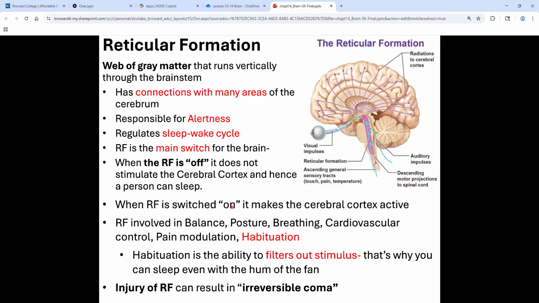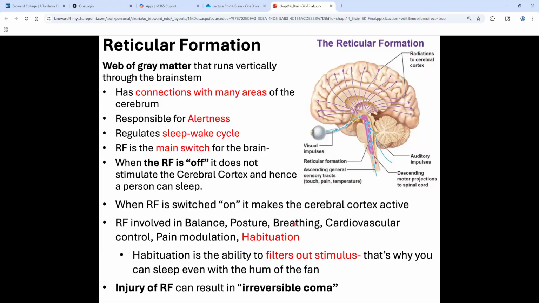And that's when you wake up. So that's a main function of the reticular formation. Also, the reticular formation is involved in a lot of things like balance, posture, breathing, cardiovascular control, pain modulation. That's another thing. Different people have different thresholds for pain. Some people can tolerate a high amount of pain. Some people can't. Why? Because there's a modulation happening by the reticular formation. It can modulate the intensity of pain.